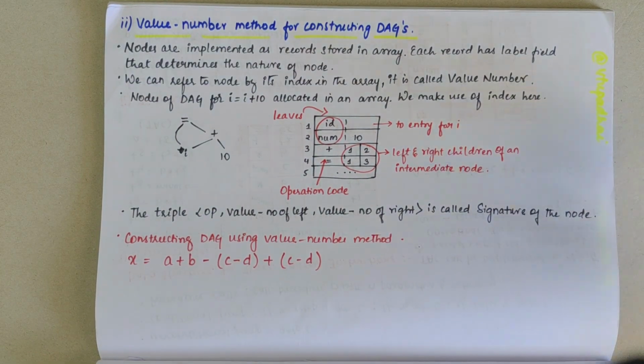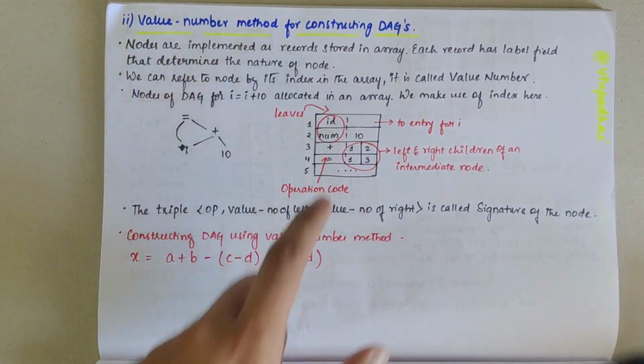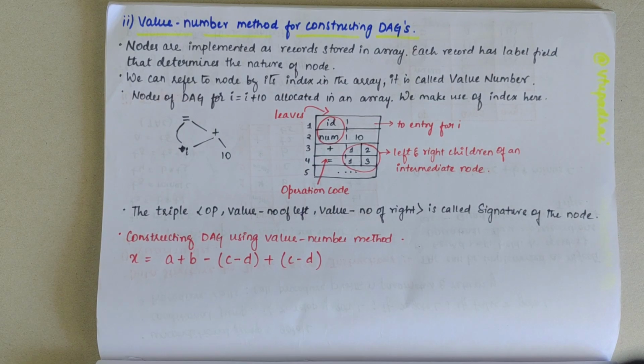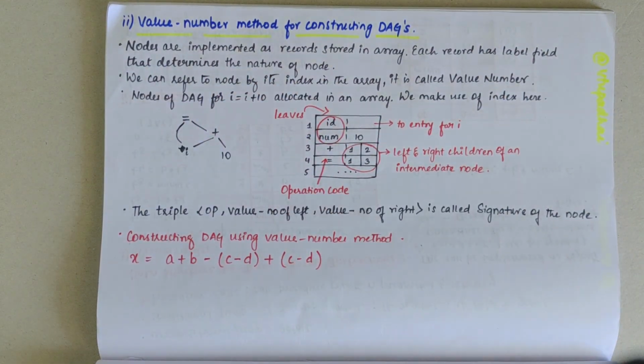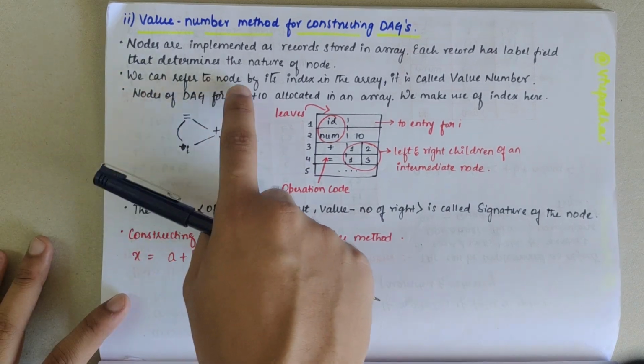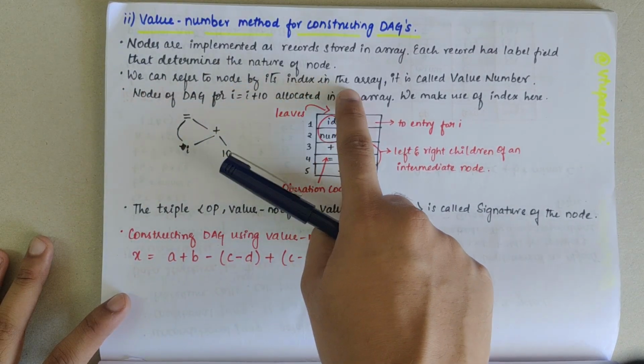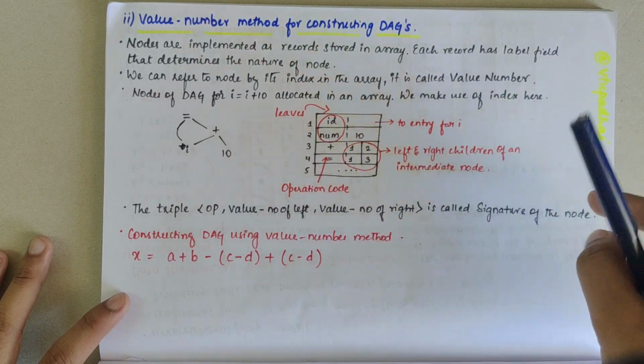So firstly, the nodes are represented as records stored in an array. Each record has a label field that determines the nature of the node. So we can refer to the node by its index in the array, so it's called value number.